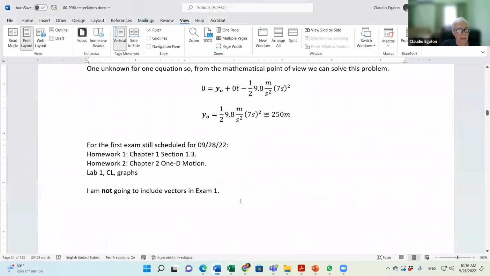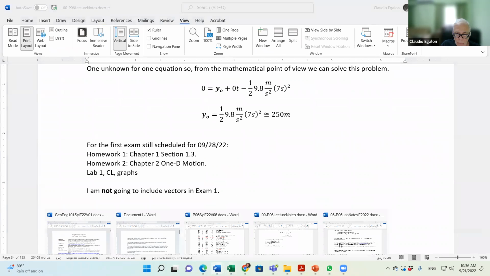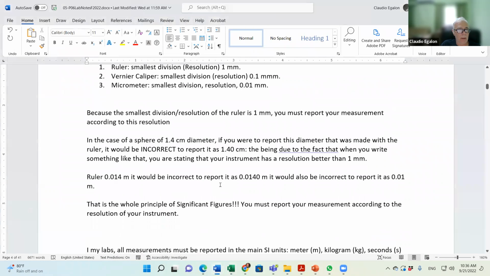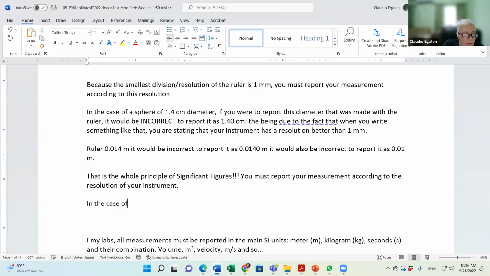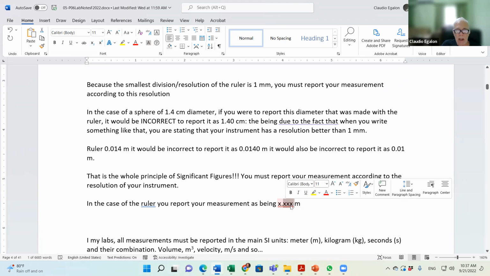So, in the case of the ruler, you report your measurement as X point X X meter, where the Xs are your numeric values. I am going only up to the thousandth decimal place. Is that clear?